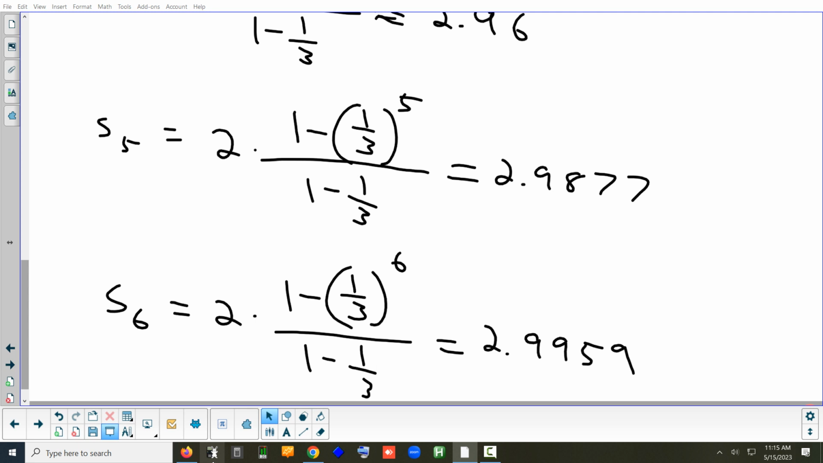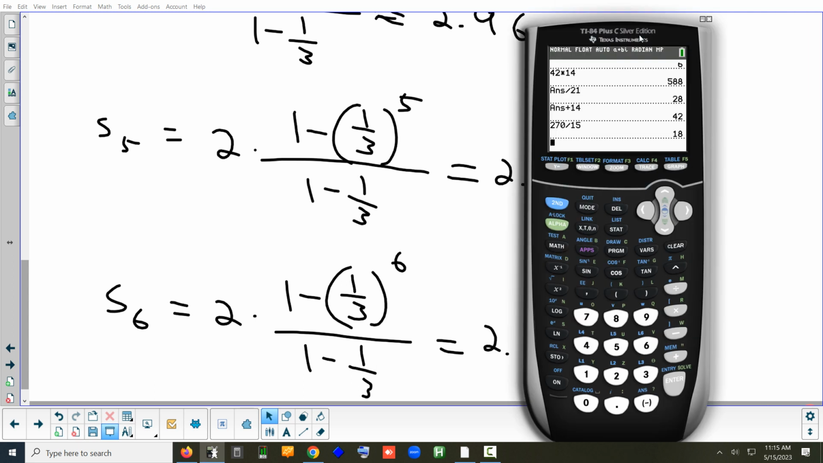Now, another way you can get these values quickly so you don't have to type them in each time is to put this in a formula. That way, when we type it in, we can use the table to get these partial sums. So let me show you how to do that.